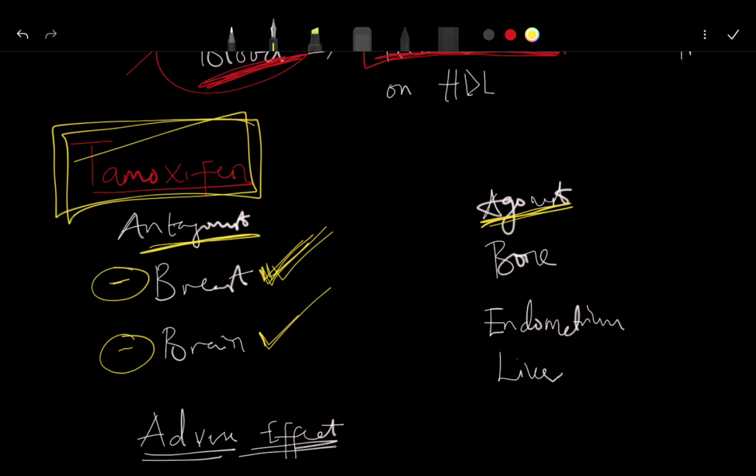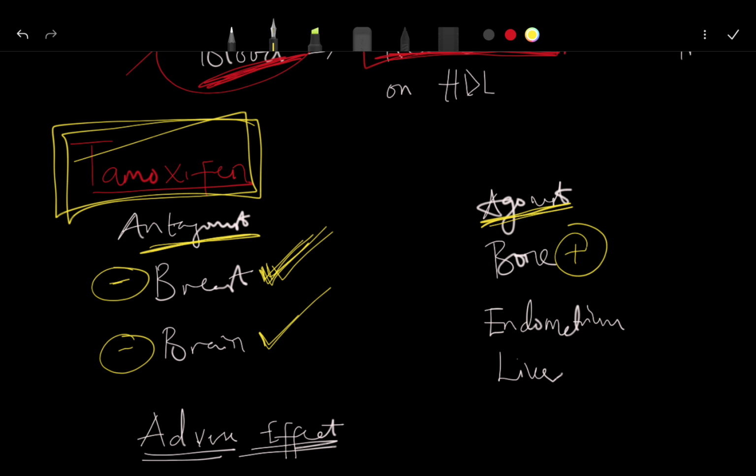Then for the bone, it will stimulate the bone, and when it stimulates the bone, it means that there will be increased bone density, because by stimulating the bone, it means that it is inhibiting osteoclast. So osteoclast cannot destroy the bone, so the bone density will increase.